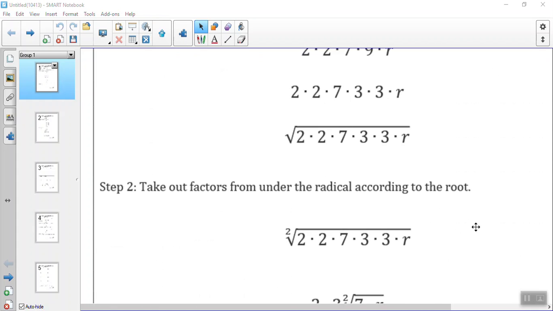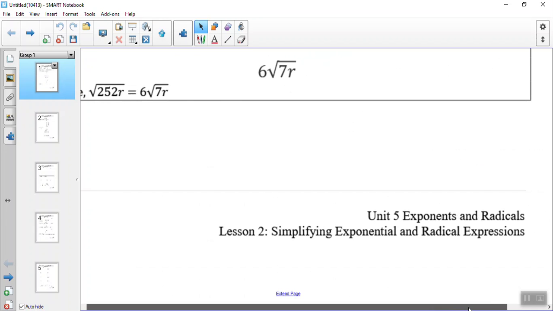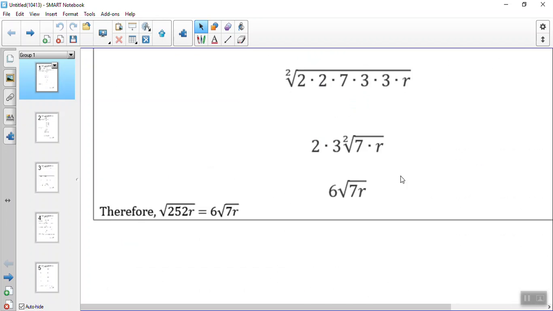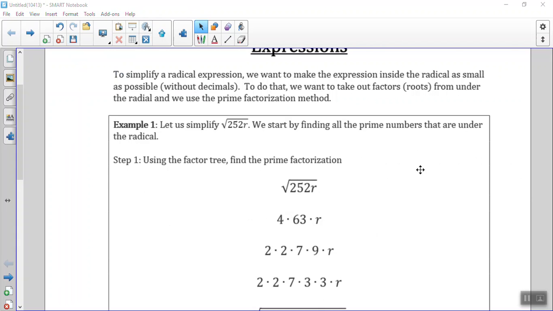All right, so this is Unit 5, Lesson 2, Simplifying Exponential and Radical Expressions, okay? All right, when we are simplifying radical expressions, just remember, when it says radical, you should usually see this symbol right here. This is called a radical.